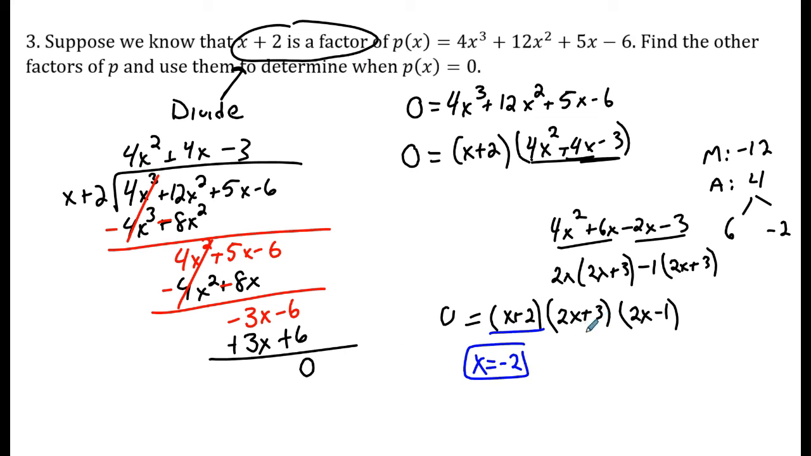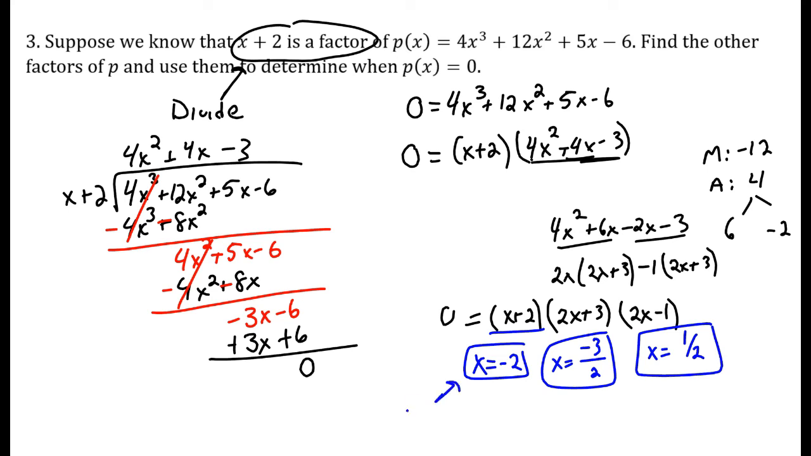You might need to set each of these equal to 0, but first I'm going to subtract 3, pretend that's equal to 0, minus 3 divided by 2. X equals negative 3 halves. Add 1 divided by 2 is going to be x equals 1 half. Those are my three solutions to p of x equals 0. These are called the zeros of that polynomial. Those are the real zeros of that polynomial, and we'll investigate what these mean in future lessons.